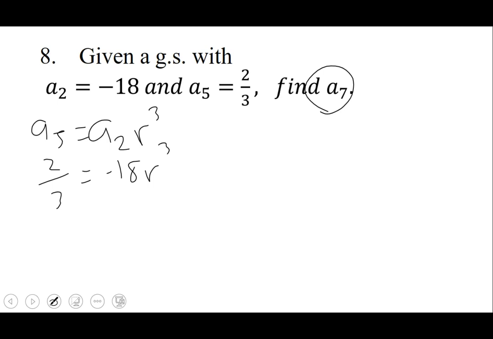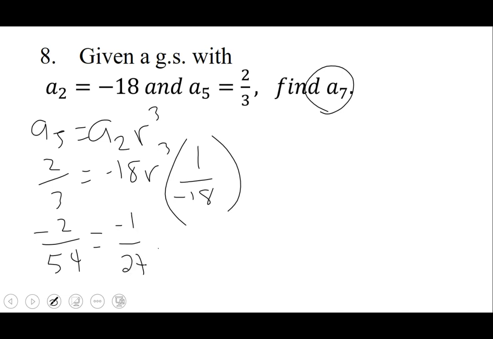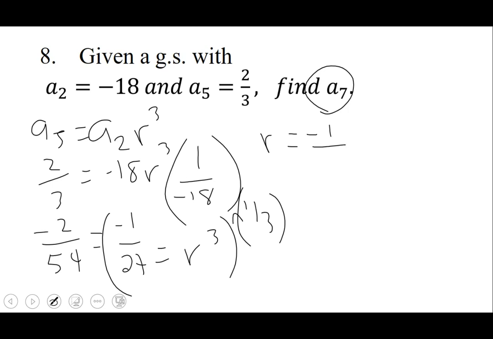Divide both sides by -18 or multiply by 1 over -18 to both sides. That is going to give you -2/54, which you could then reduce to give you -1/27. And that would be equal to r cubed. We don't actually want r cubed, we want r. So to get r, you would have to raise both sides to the 1/3 power, or again, take the cube root. The cube root of -1 is -1. The cube root of 27 is 3, which is what makes the common ratio in this problem -1/3.